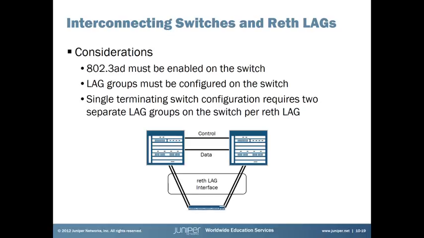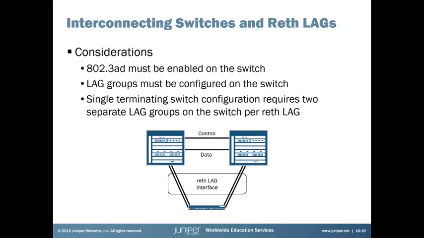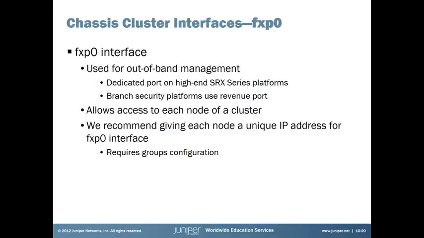Okay, so we've got 2 separate ports. We've got a LAG here of a couple of different reth interfaces. We've got 4 ports involved in that process. And a single terminating switch configuration requires 2 separate LAG groups on the switch. So the point there, standing back, is that yes, we can take our redundant interfaces and combine them together to make a LAG group out of our redundant interfaces to get double redundancy and increased bandwidth.